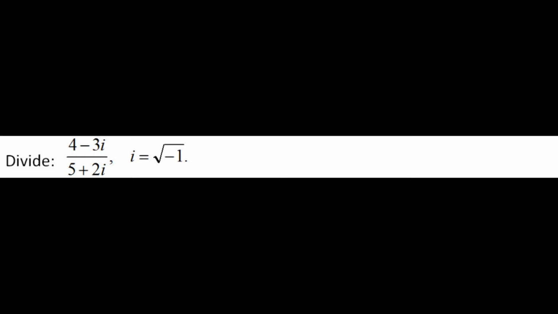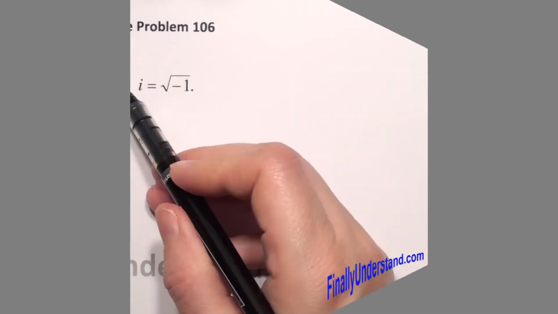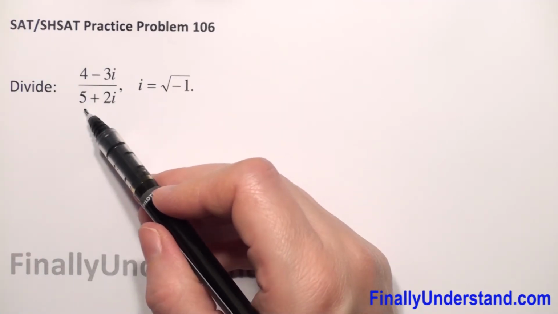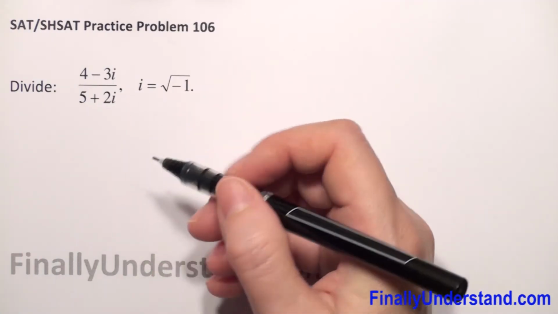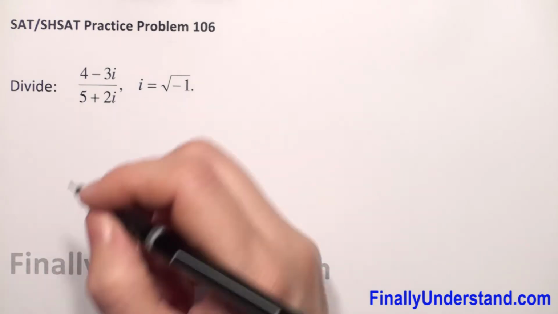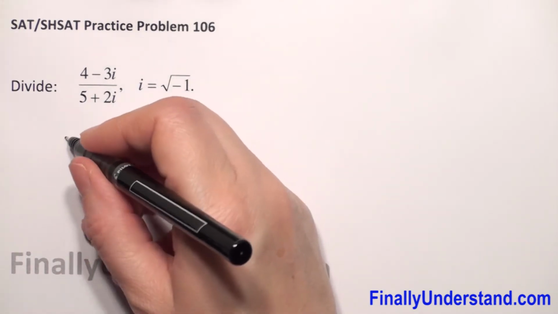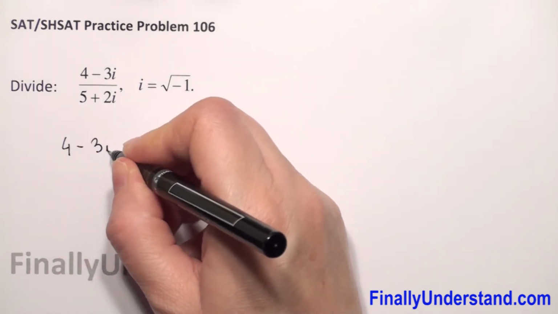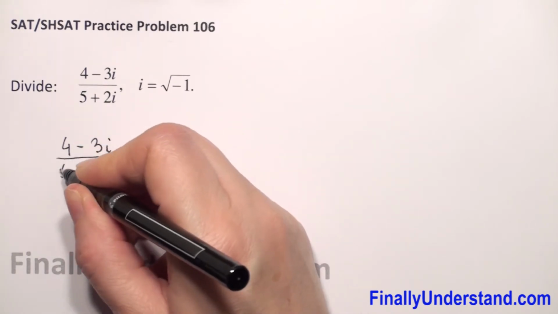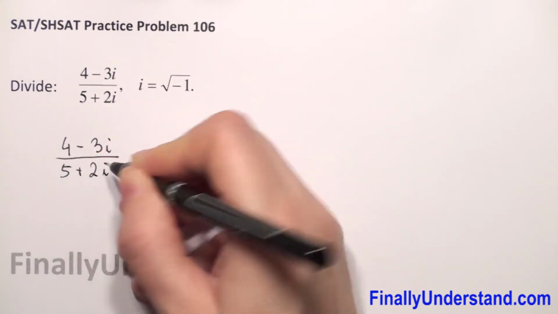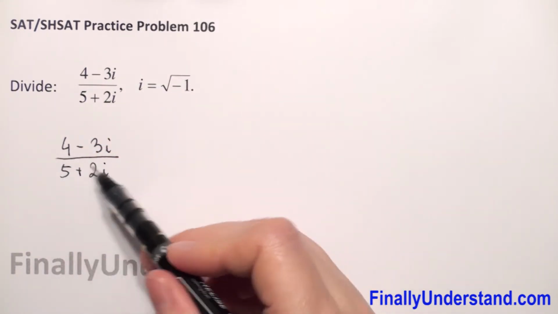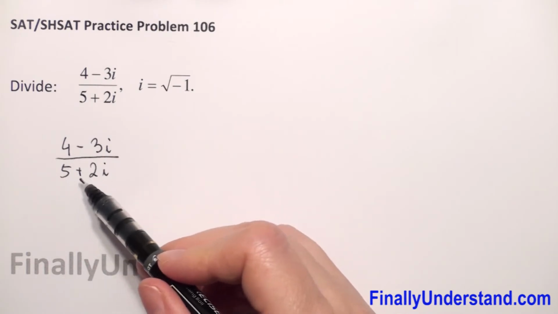We have here division of complex numbers. This is 4 minus 3i divided by 5 plus 2i. So let me copy our example. We have (4 minus 3i) over (5 plus 2i). We have to get rid of our denominator.